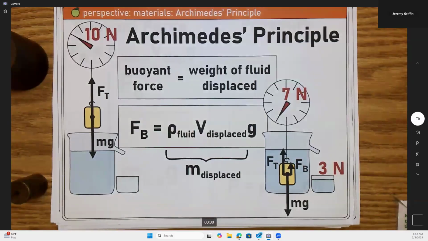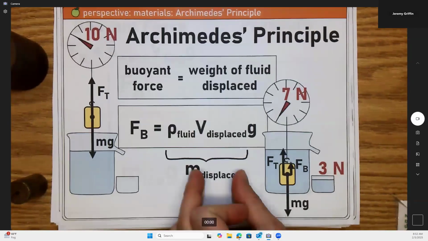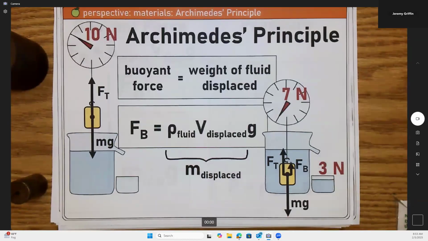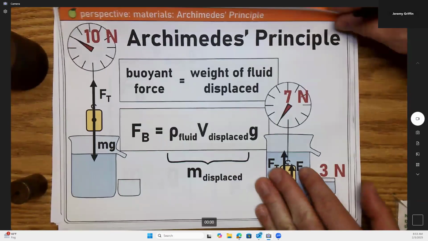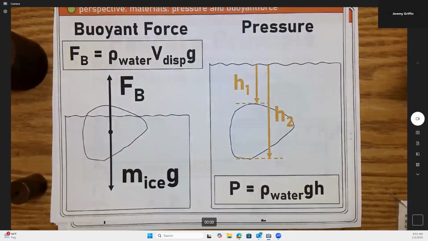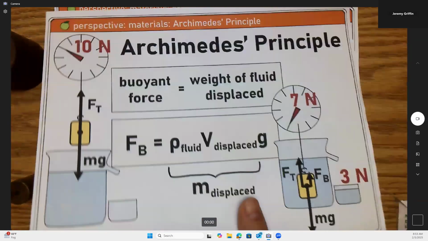Density of the water, or whatever fluid it's in. And this volume is the displaced volume. Now, if the object is completely submerged, then that would also be its own volume. But if it's like this iceberg floating here, then it's only the part that's pushing water out of the way.